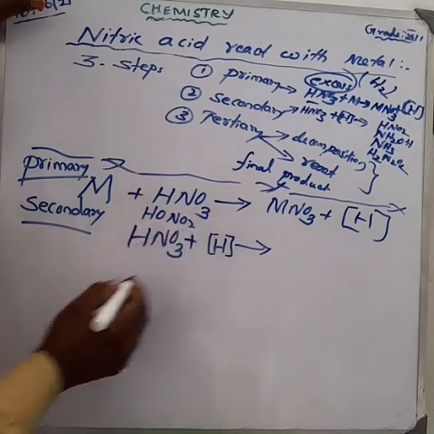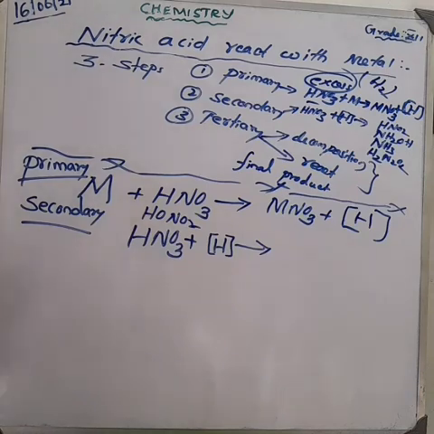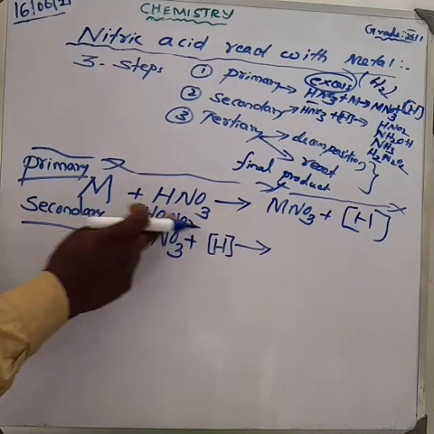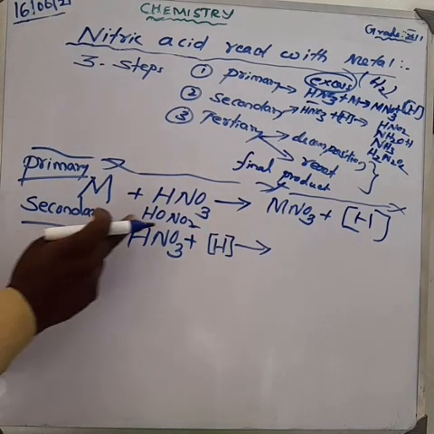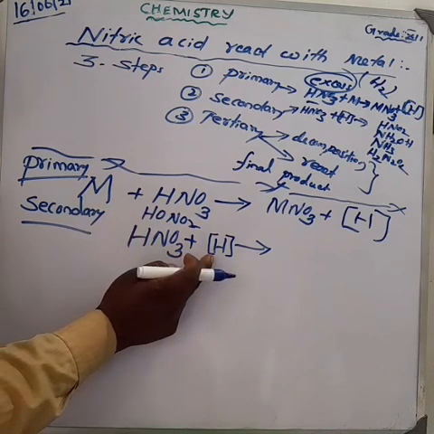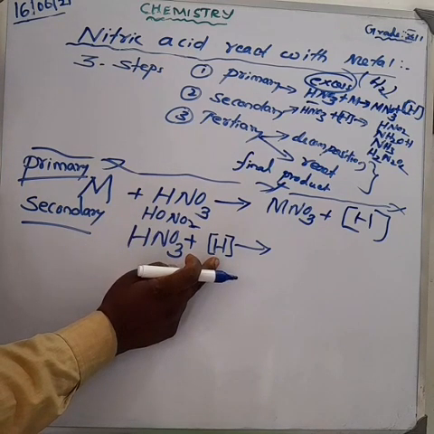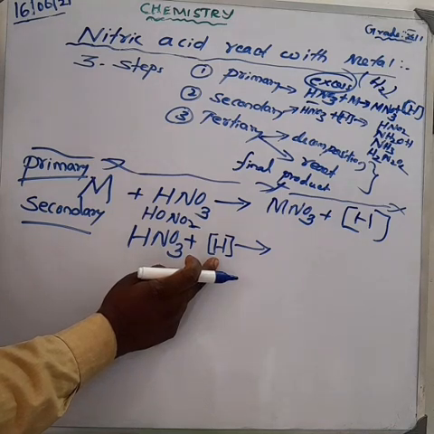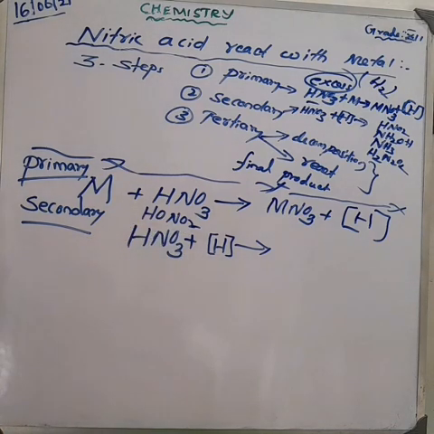HONO2. Am I right? Shall I write like that? HNO2. This OH combines with one of the nascent hydrogen. We get, what is the product here? Water molecules. Am I right? Water molecules plus, what's the remaining here? HNO2.